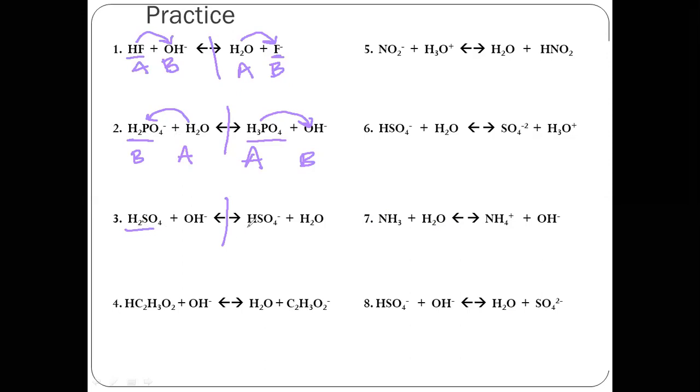H2SO4 changes to HSO4, so it loses an H. Donate, accept. This one needs to get another H to get to the other side, so this one accepts. H2O donates.